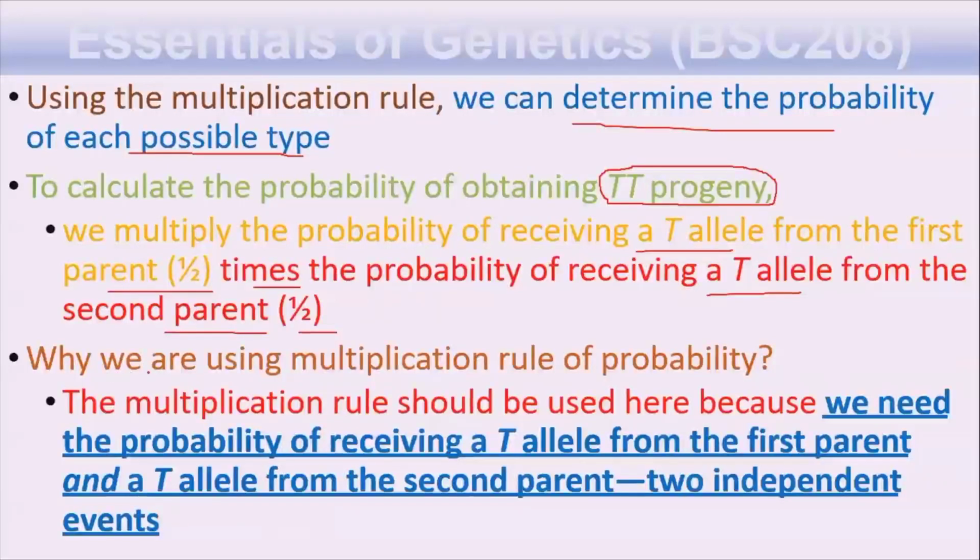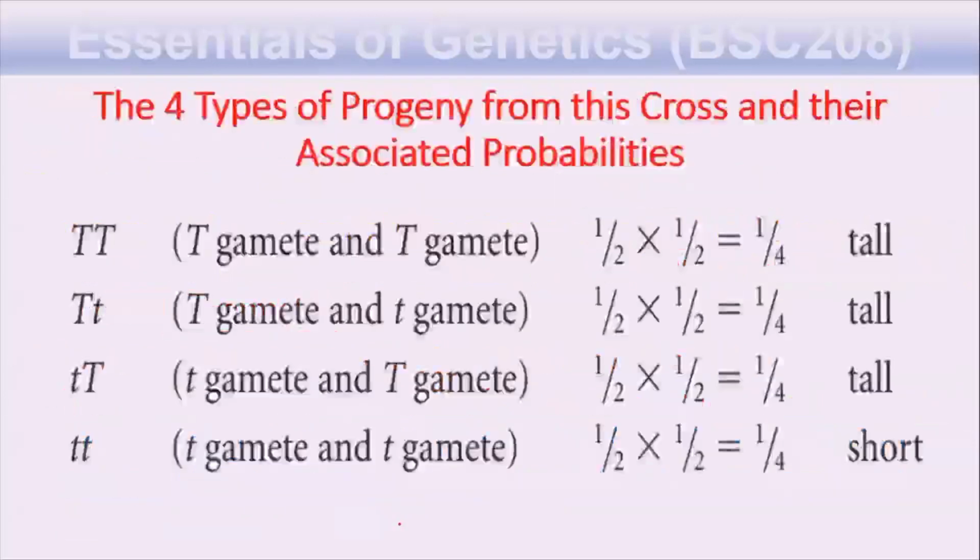So why are we using the multiplication rule of probability? You should keep these things in mind. We need the probability of receiving a T allele from the first parent and a capital T allele from the second parent. So these are two independent events. They are not linked events. So the four types of progeny from the cross where parents are heterozygous, their associated probabilities are also given.